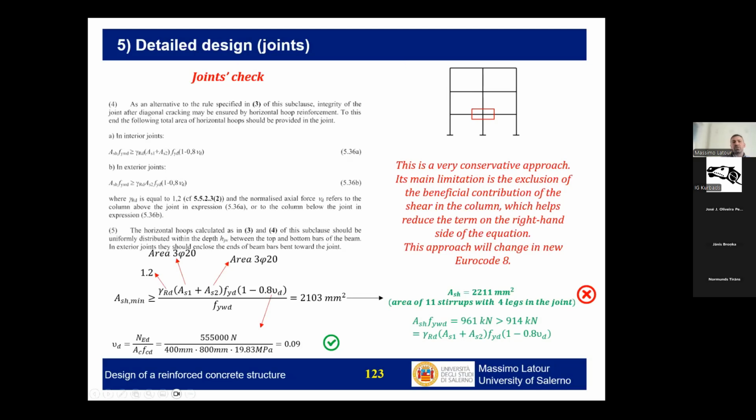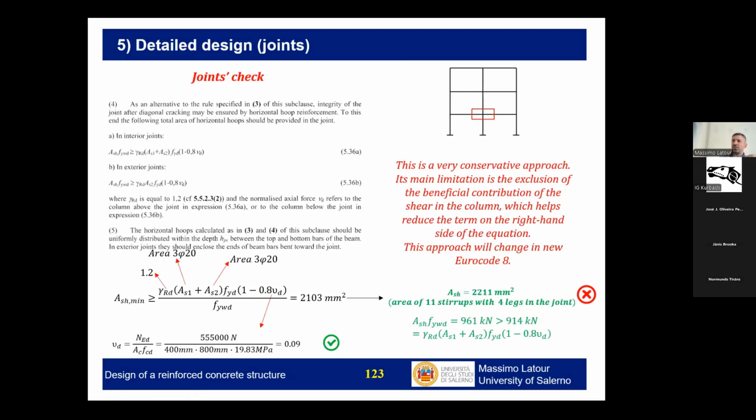If you try to design a joint according to this criterion, you will see that this is very conservative, because the shear in the column is not exactly well considered in the design. So as you see, for this example, you get 11 stirrups with 4 legs in the joint, which is totally unfeasible. It's not possible to construct a joint with all these stirrups.